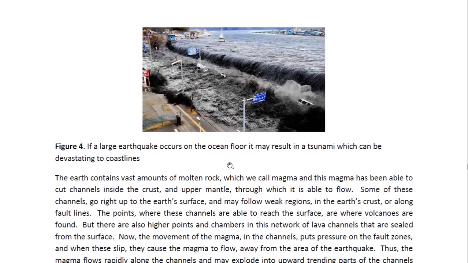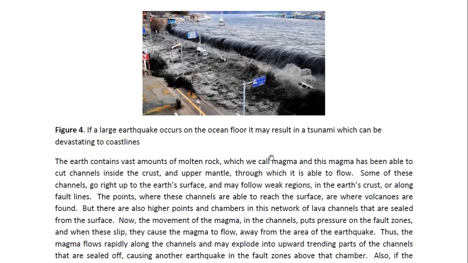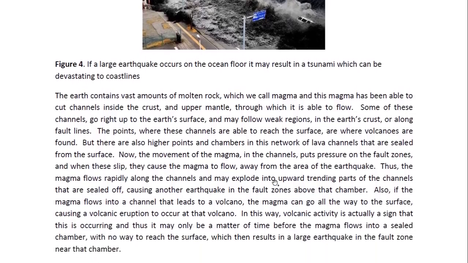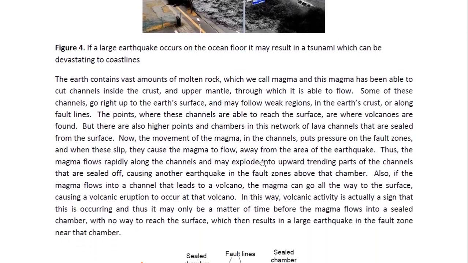And the other thing that can happen is if the earthquake occurs on the ocean floor or off the coast, then it may induce a tsunami, and this is the type of thing that then happens. It's extremely destructive to coastlines, cities by the coast.